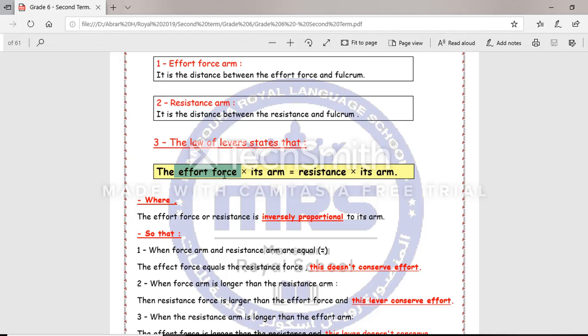The effort force and the resistance force are each inversely proportional to their arm. Inversely proportional means that by increasing effort, the arm decreases, and by decreasing the effort, the arm increases. It means that they are opposite to each other. And also the resistance and its arm: by increasing resistance, the arm decreases, and by decreasing resistance, the arm increases.